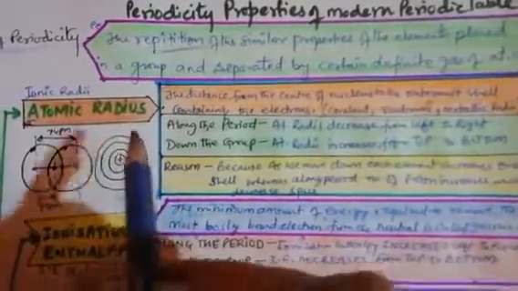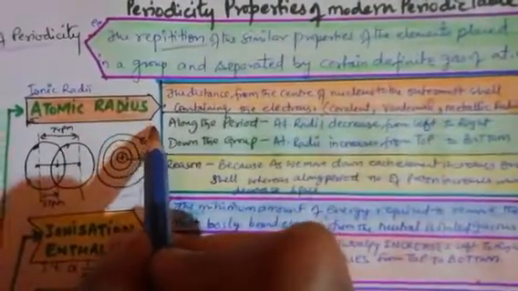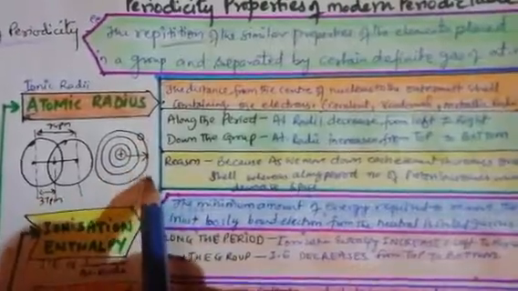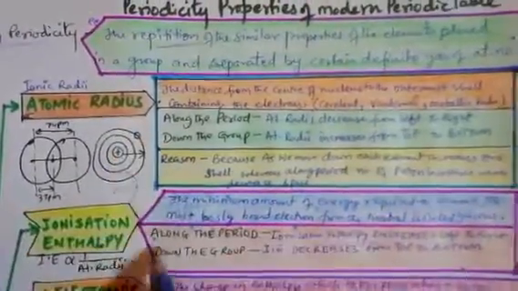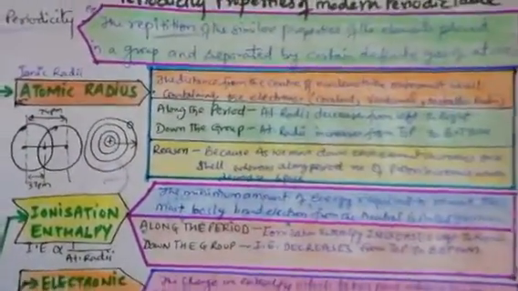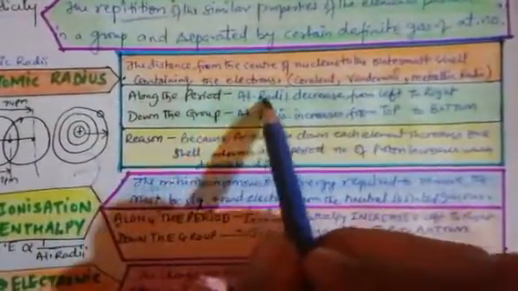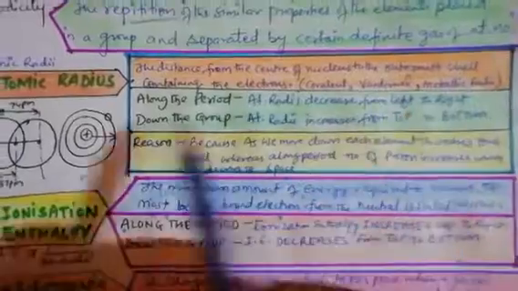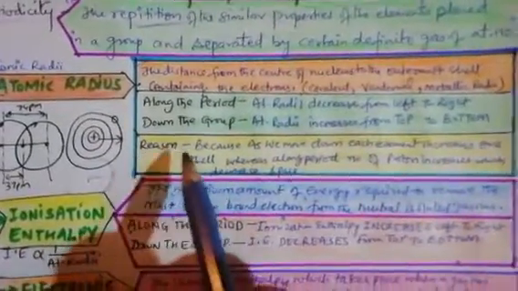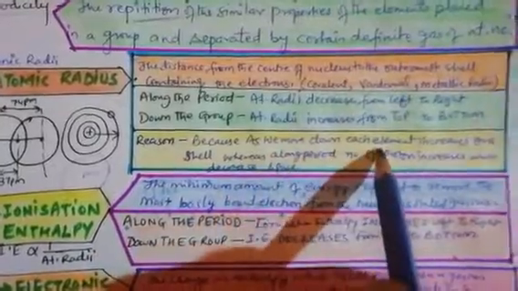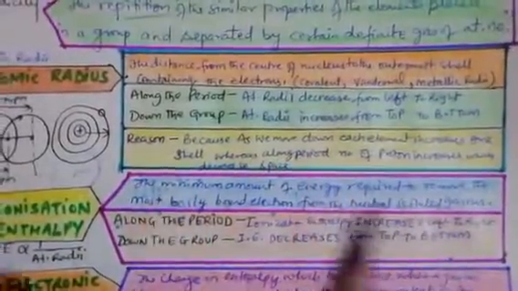You know very well that the size of the atom, hydrogen is small and lithium is bigger, and sodium is bigger than that. So why does the size increase down the group? The reason is that the number of shells is increasing. Along the period, atomic radii decrease from left to right, and down the group atomic radii increase from top to bottom. This is because as we move down the group, each element adds one shell, whereas along the period the number of shells remains the same.